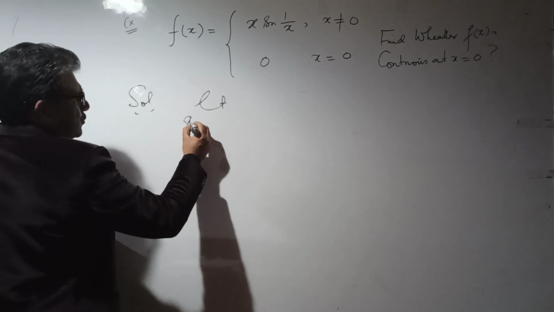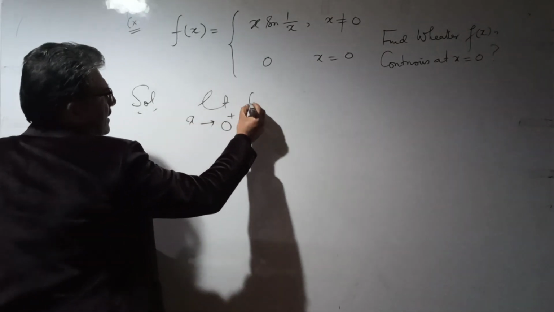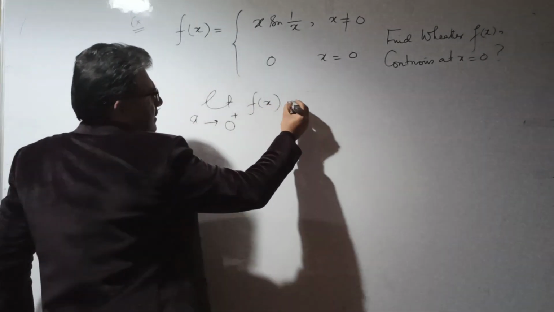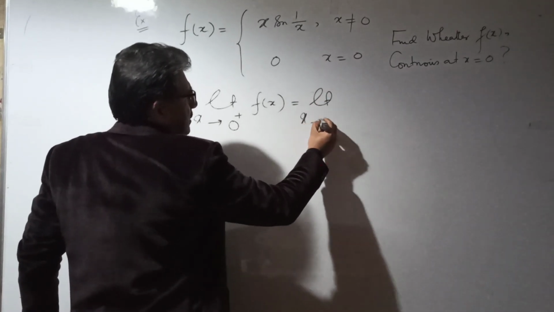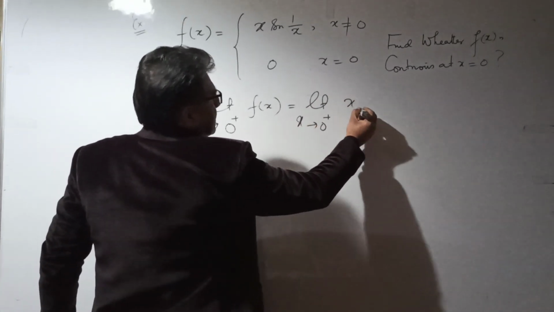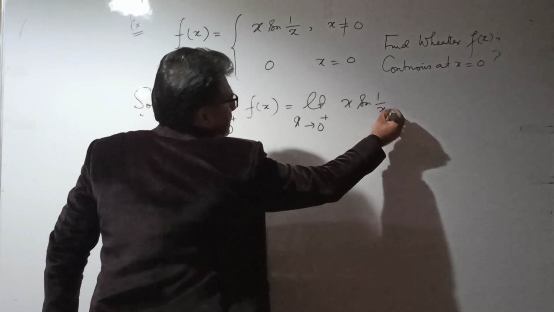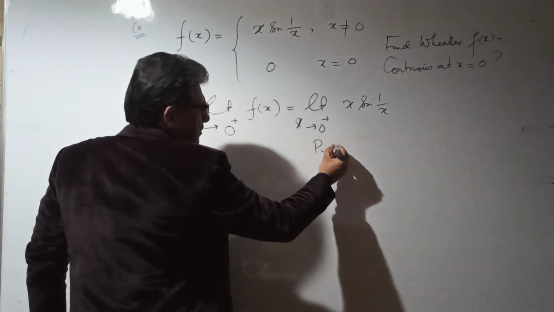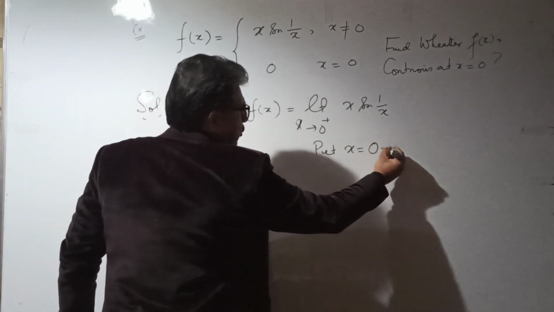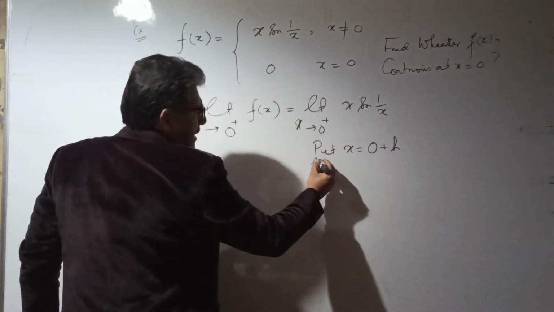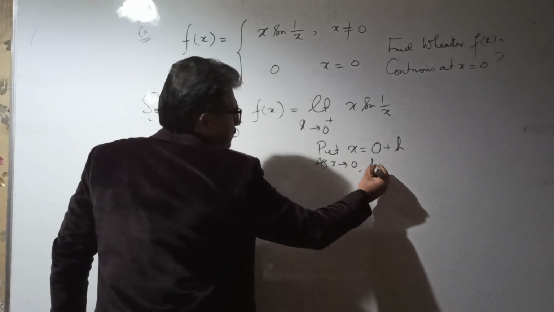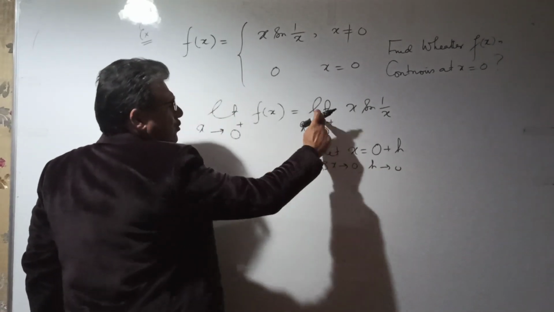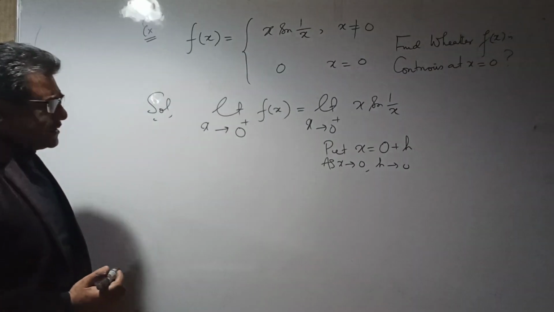Limit x tends to 0 positive fx. That is limit x tends to 0 positive x sine of 1 by x. Alright? So I can just elaborate this. It is 0 plus h. As x tends to 0, h will tend to 0, because I am approaching 0 through the positive value. So I will put x is equal to 0 plus h.